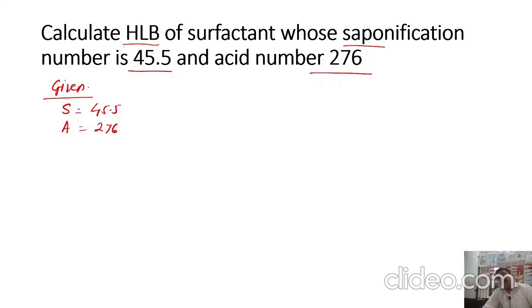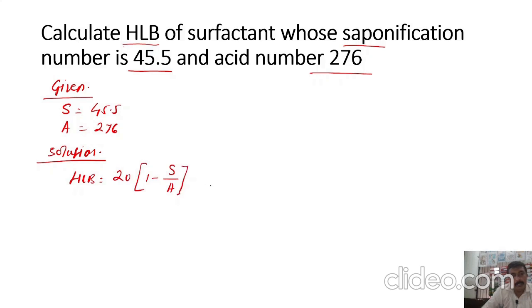So if these two values are given, then which equation do we have to use? We have to use equation number 1. So what is the equation for calculation of HLB value of a surfactant if the acid value and saponification value are given? The equation is HLB = 20 × (1 − S/A). This is the formula for determination of HLB value if saponification value and acid value are given.